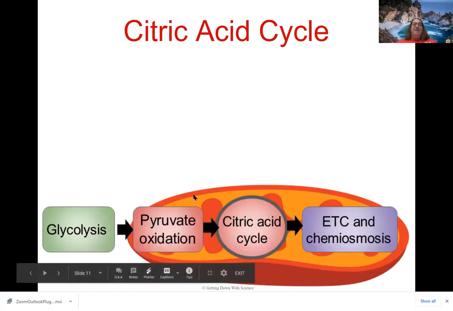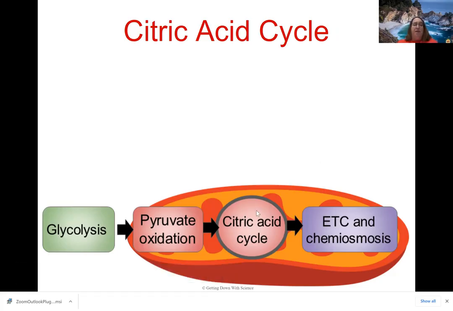Okay, so like I said, these two, the pyruvate oxidation and the citric acid cycle, are typically clumped together as one step, but every so often you may find a source that separates them, and I just want to make sure you're aware of that.